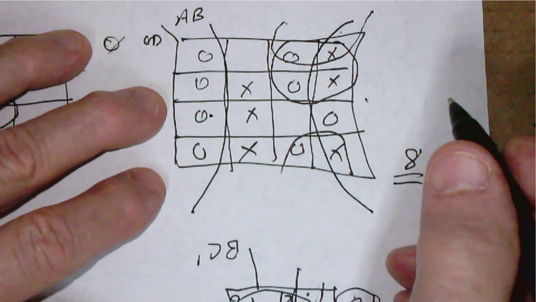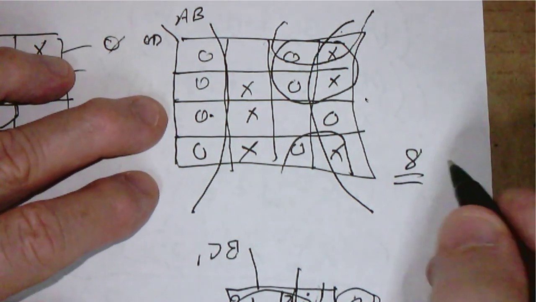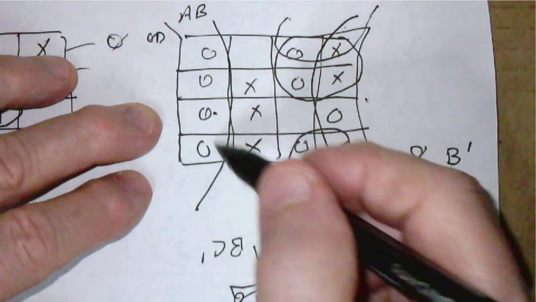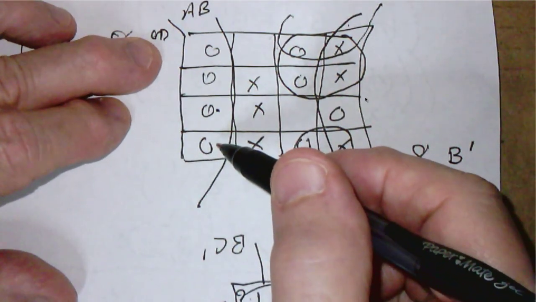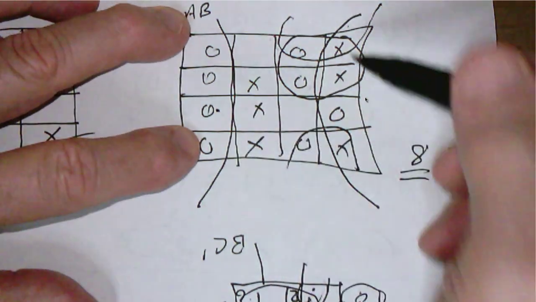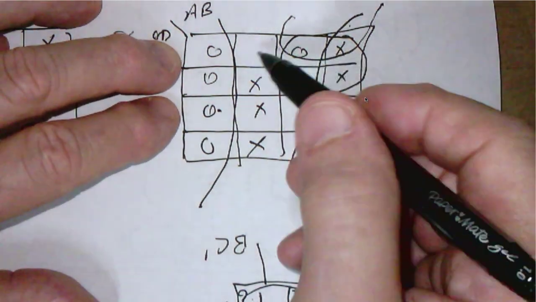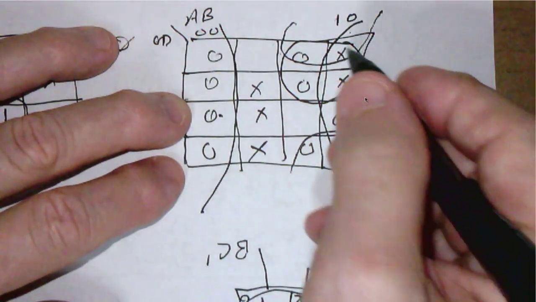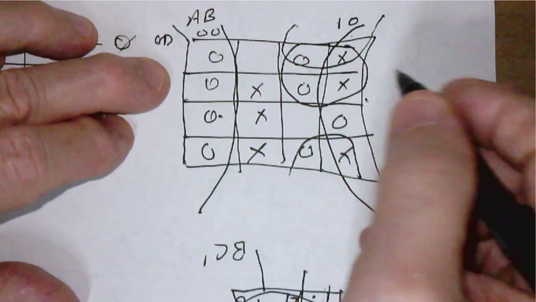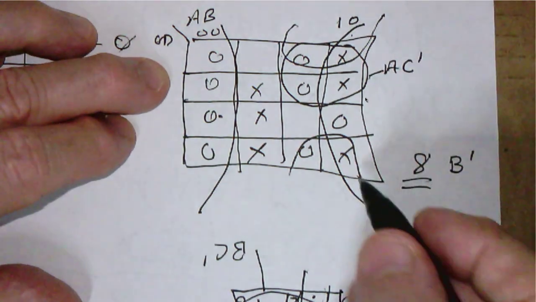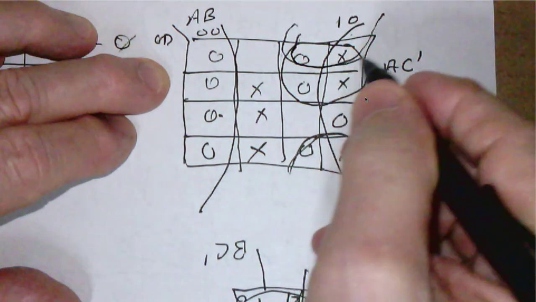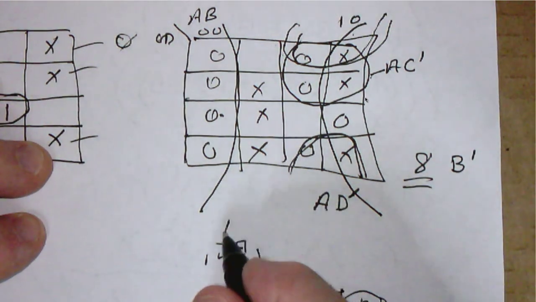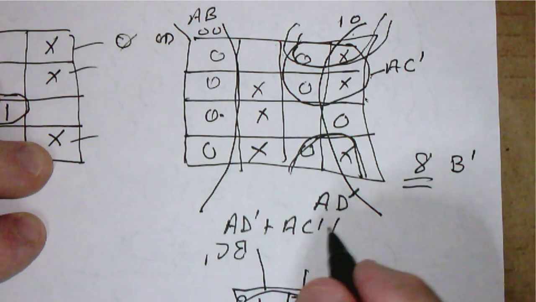In this case, a group of 8 is going to be a single variable. And what variable is that? Turns out to be B prime. I'll let you think about that. But it's definitely B prime, because this column cuts across both C and C prime and D prime. So they drop. And this would be A prime, but this would be A, so A drops. So you're left with B, and it's not B, it's B prime, because this is B prime here, and that's B prime there. This is 0, 0, and this is 1, 0. This group of four, then, is going to be A C prime. And the group of four down here that wraps around is going to be A D prime. So the final answer then is going to be A D prime plus A C prime plus B prime.